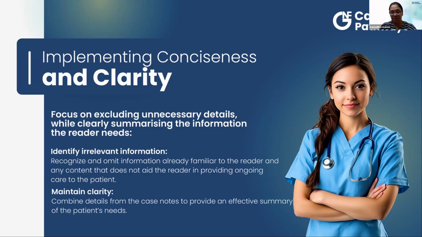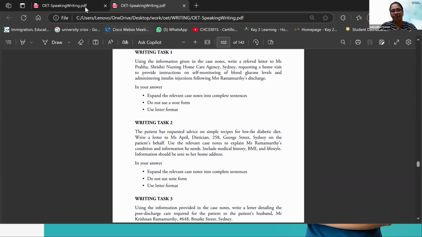Just as I mentioned in the example of the family doctor, you do not need to give the family doctor the information about the patient's past history, and of course the social history, because the doctor would already know about that. So, identifying irrelevant details, focus on excluding unnecessary details while clearly summarizing the information the reader needs. Summarizing information is also very important because there will be a lot of information given. For instance, let me show you case notes here.